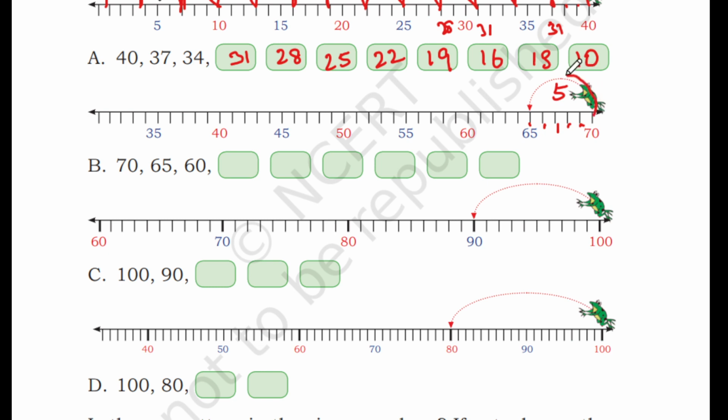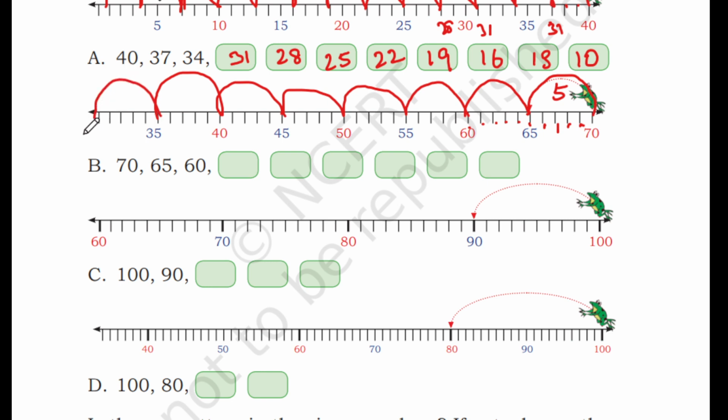So from 70, the frog is jumping to 65. So again, if you count 1, 2, 3, 4, 5, it's going to 60. Backward jump, 60. Again, 55, 50, 45 to 40, 40 to 35. So from 35, it will go back again to 30. Okay, so it's easy. We have 5 numbers leaving.